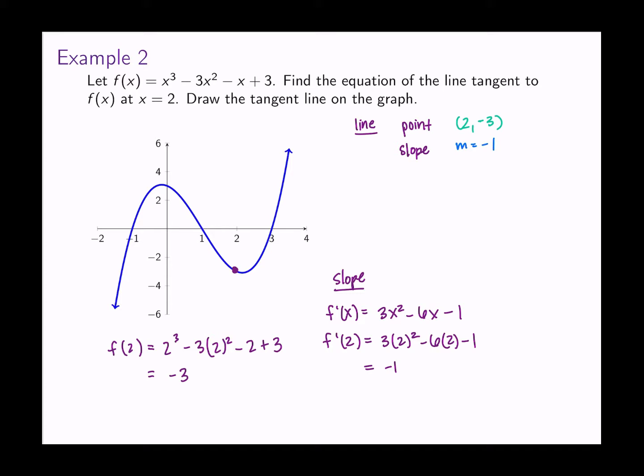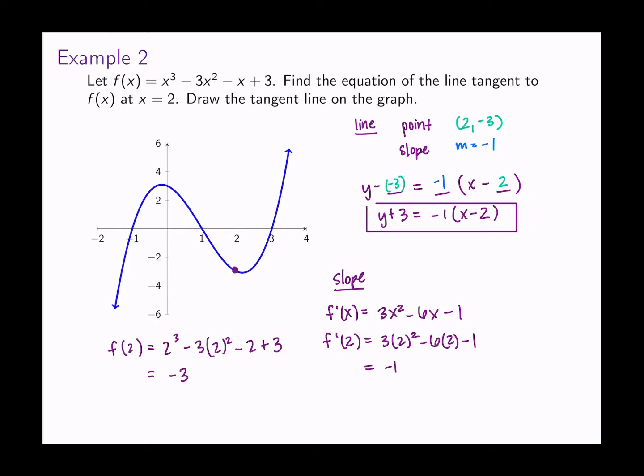All right, so now to find that equation of the line, y minus y1 equals m times x minus x1. I need to plug these things in. So if I plug in my point, my x coordinate goes here, my y coordinate goes here, and my slope goes here. Let's write this equation a little bit better. y plus 3 equals -1 times x minus 2. And that's a fine answer.